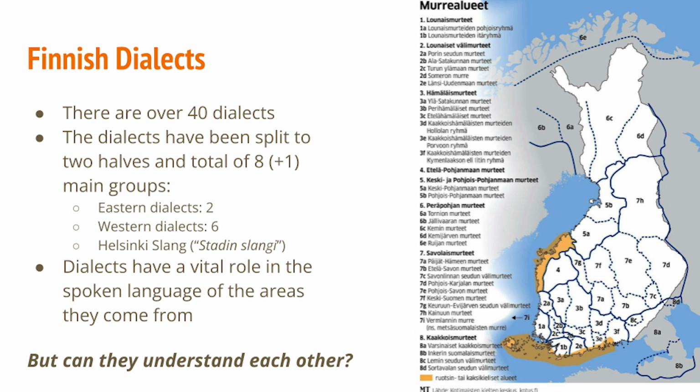But if I even happen to go over the border to 7B, then that's Southern Savonia, and they speak completely differently. We all share the same language, of course, everyone speaks Finnish, but they just have a lot of different words and different terms. Sometimes, especially foreigners might think, well, can you understand them? Can they understand each other between different dialects? And the answer is mostly yes, but not always.